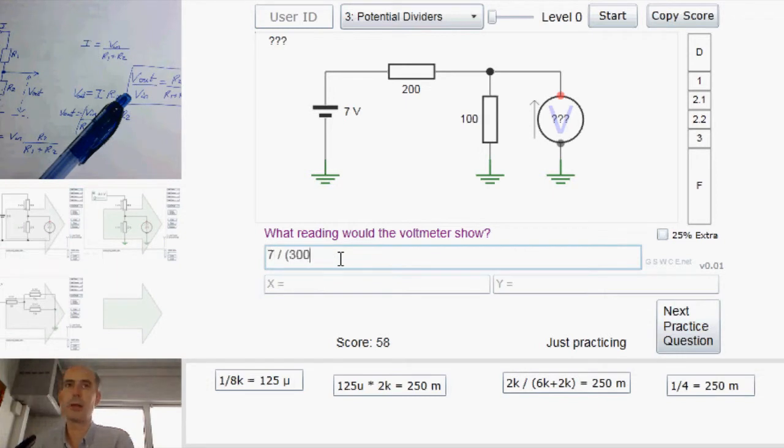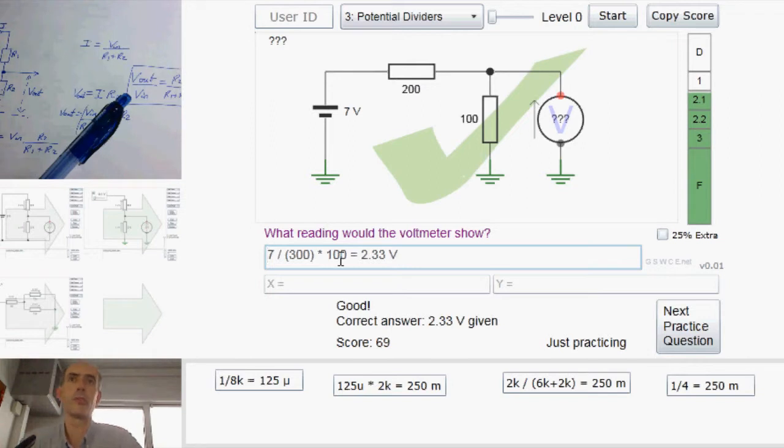7 divided by 300 times 100, 2.33. That's the current flowing in the circuit. The current of that much flowing through a resistor of 100 ohms gives you the voltage afterwards. V equals IR.